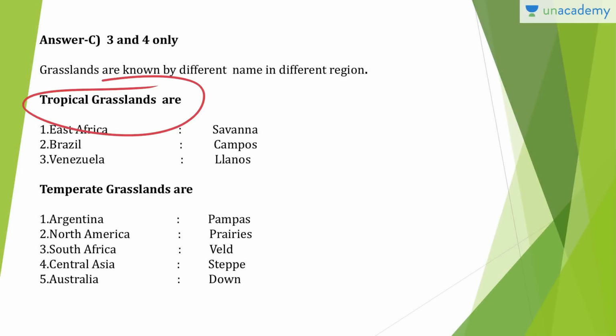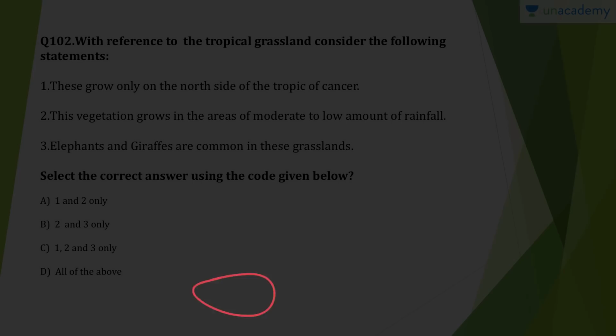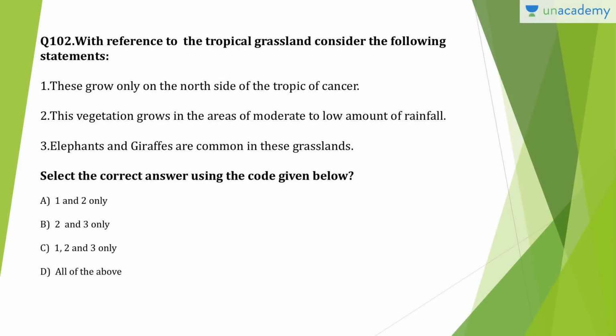So tropical grasslands are: East Africa has savanna, Brazil has campos, and Venezuela has llanos. And Argentina has pampas, North America has prairie, South Africa has veld, Central Asia has steppe. You have puszta also in the Hungary region. Australia has downs. Okay. Question number 102, with reference to the tropical grassland, consider the following statements.